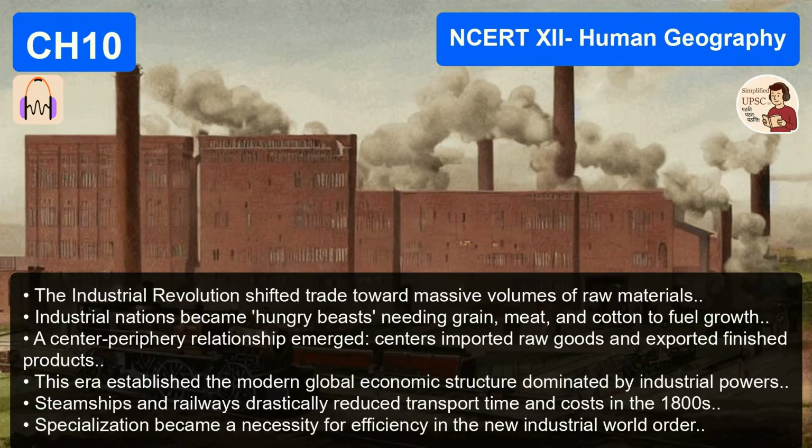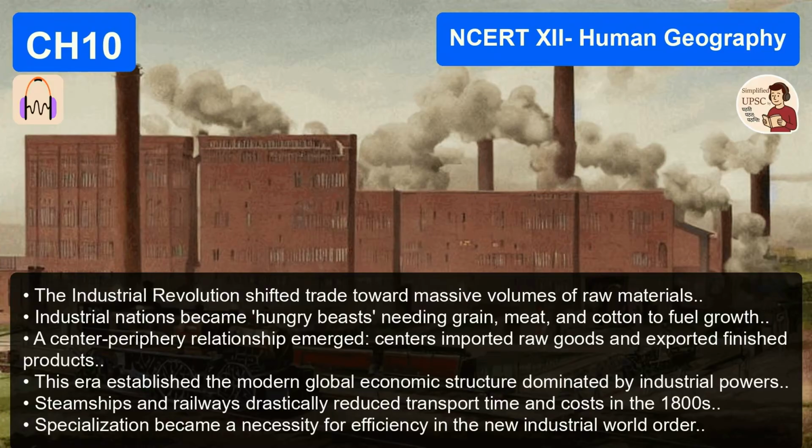This created a new center-periphery relationship in the global economy. Explain that. The industrial center, like Europe, imported low-value raw materials from the periphery, the colonies, and exported high-value finished goods back to them. It was a system designed to benefit the center.